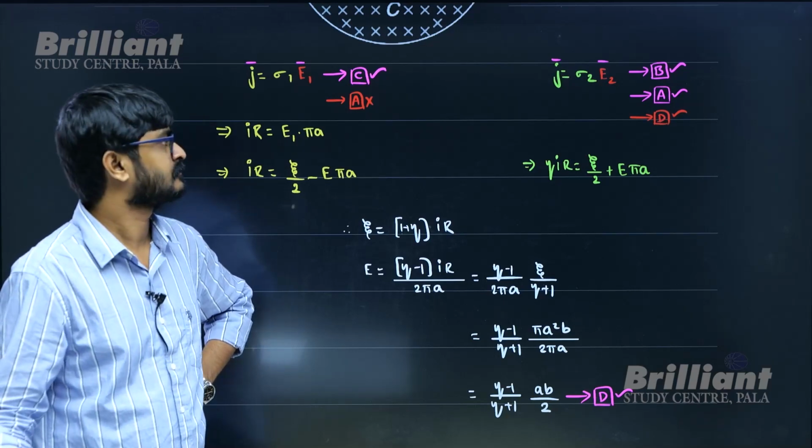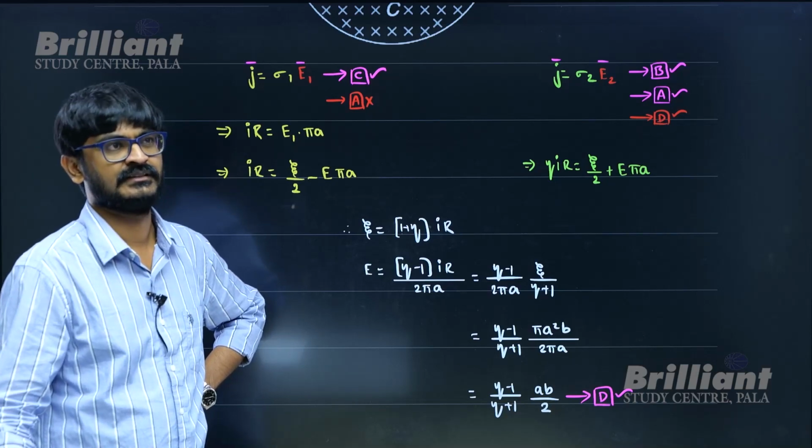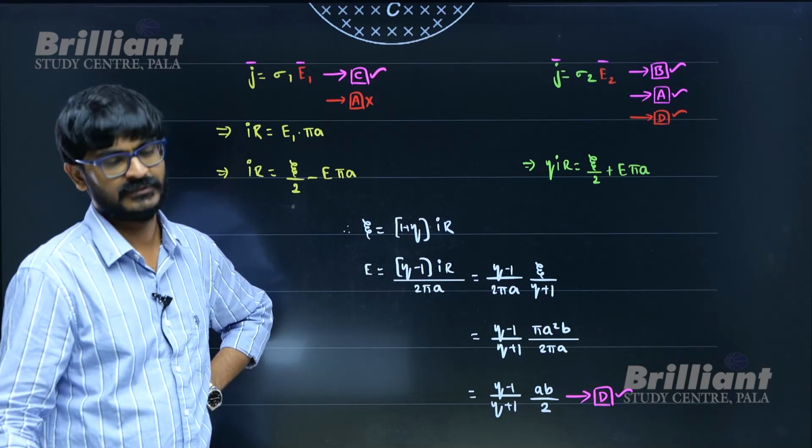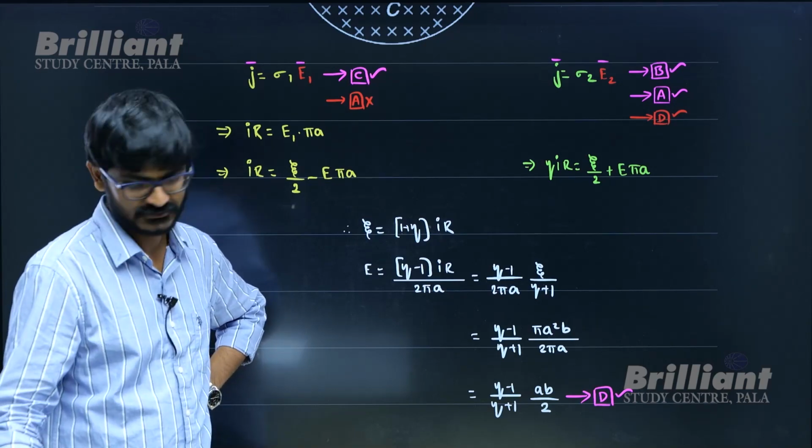So if I assume tau is same, so time of collision is same, relaxation time is same, then it depends on the net electric field there. So net electric field is different, so it will be different.